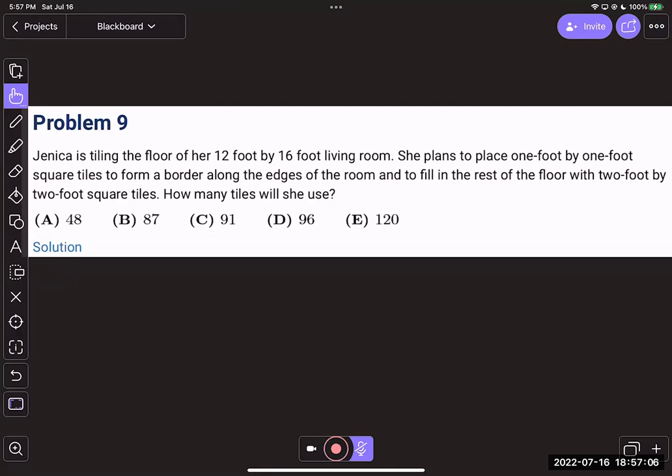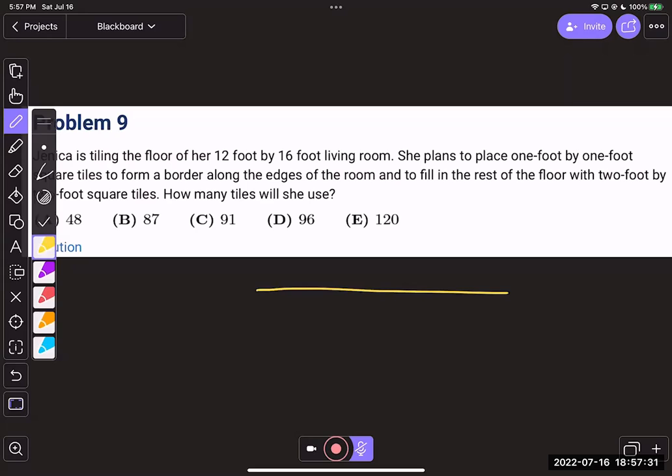Jenica is tiling the floor of her 12-foot by 16-foot living room. She plans to place 1 foot by 1 foot square tiles to form a border along the edges of the room and to fill the rest of the floor with 2 foot by 2 foot square tiles. How many tiles will she use? Okay, any thoughts?